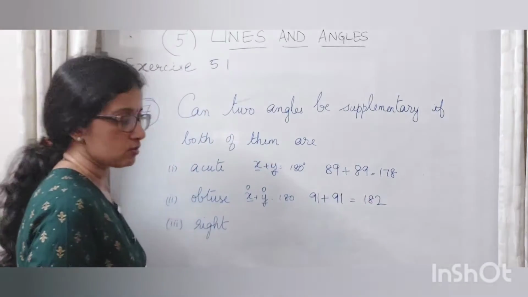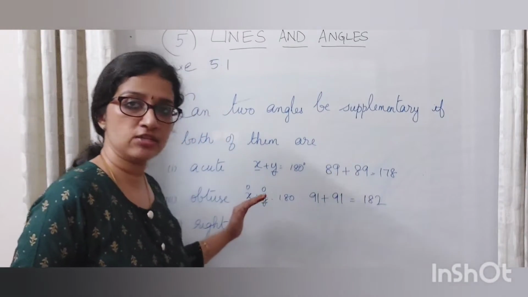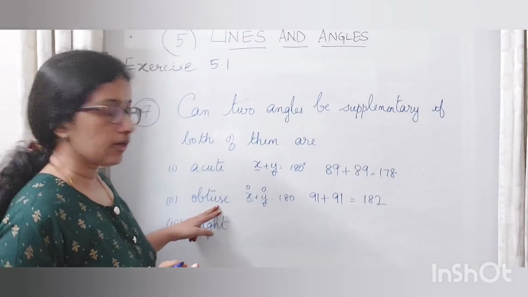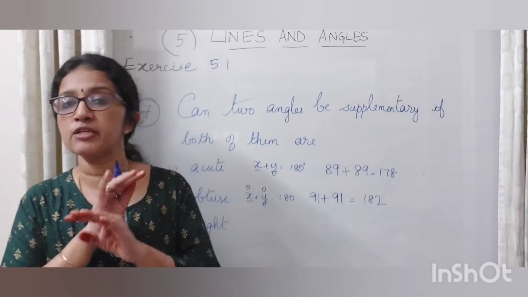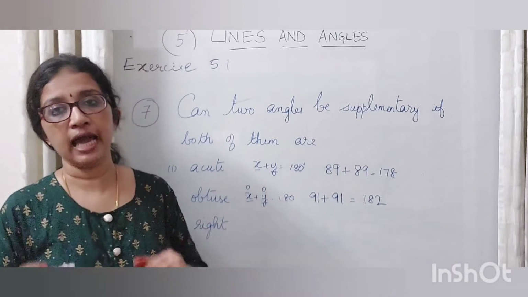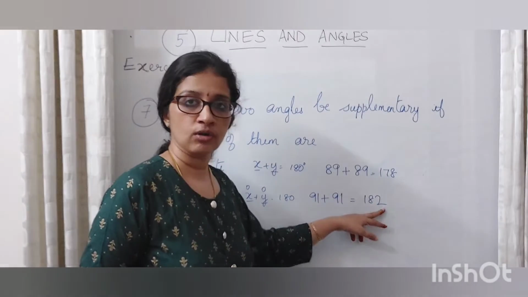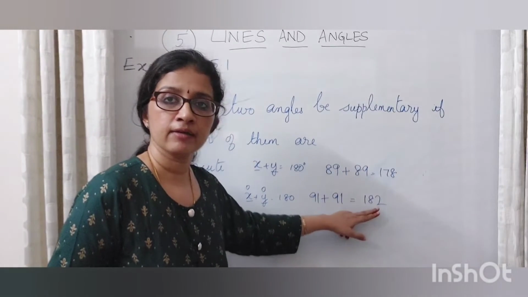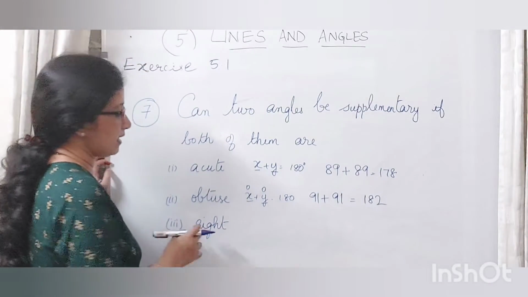182. So if the sum is 182, do we call the angles supplementary? No, it should be 180, right? So if we take two obtuse angles, they will never be supplementary to each other, because with the minimum obtuse angle itself, the sum comes more than 180, that is 182. So two obtuse angles will never be supplementary. Okay. Now let's take right angles.